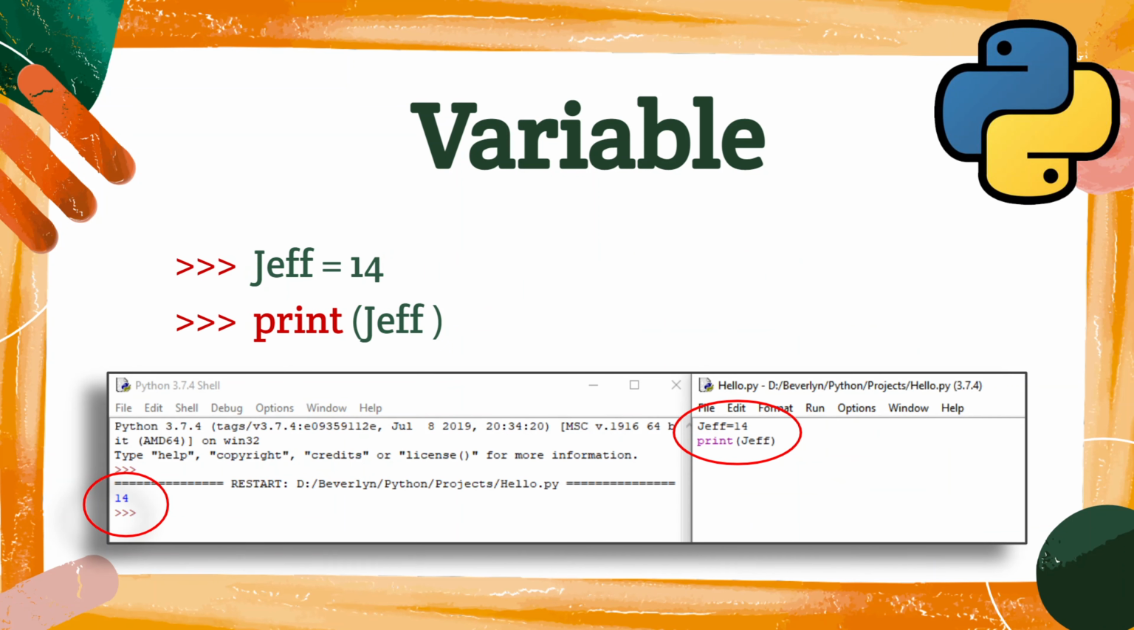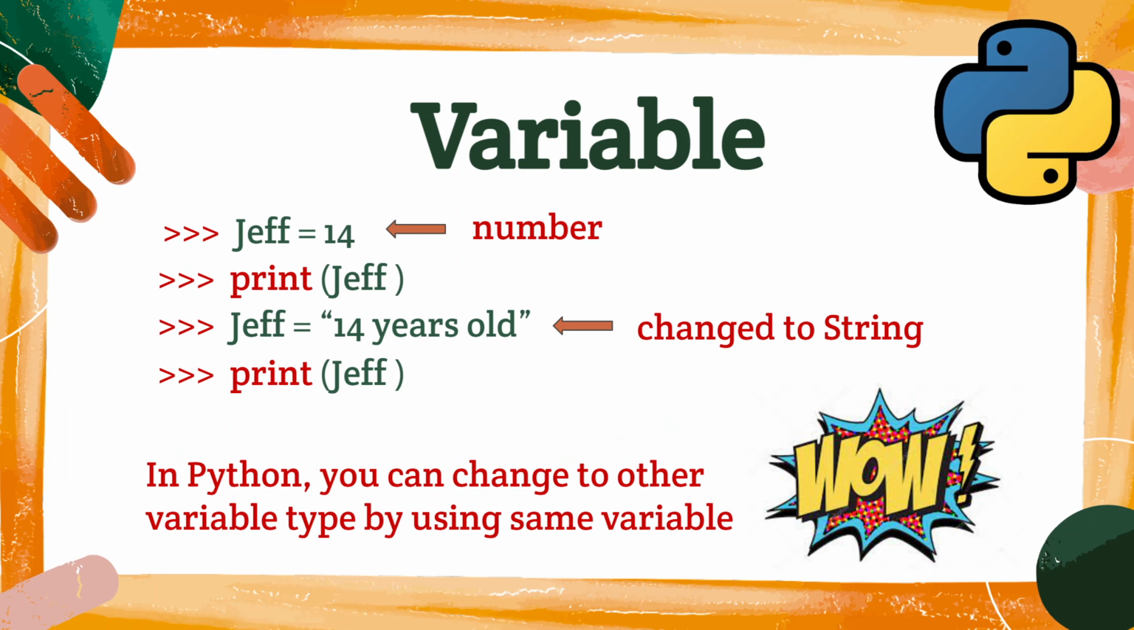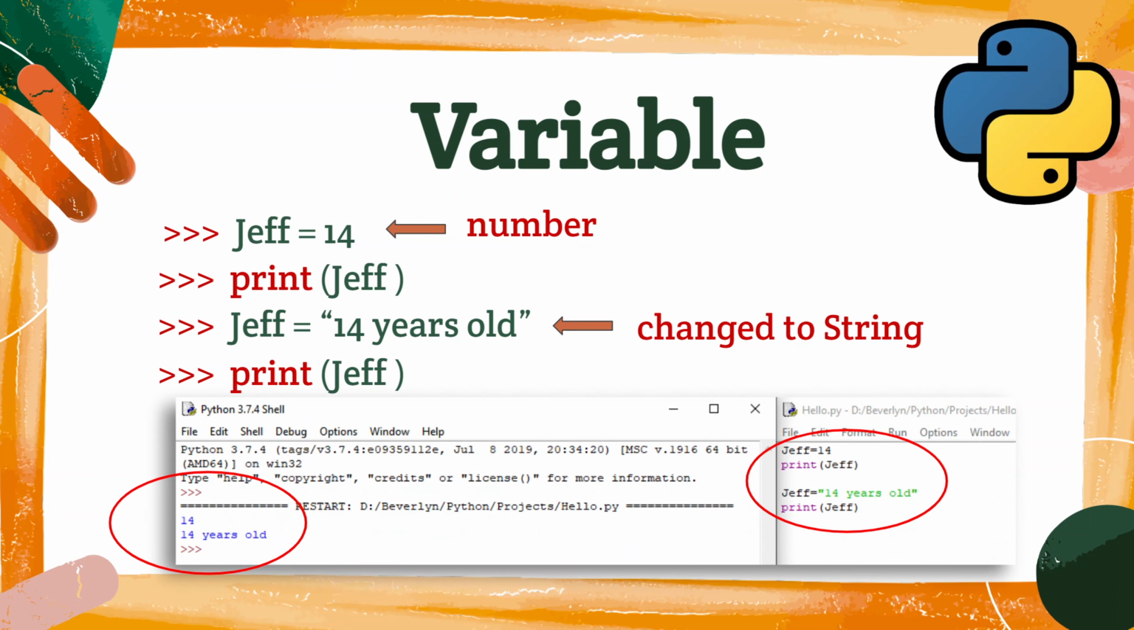Here, I display the printout from the Python shell. You can see 14 is printed out. Let's take a look at this page. I first assigned the number 14 to the Jeff variable, then printed it out. Later, I assigned a string, 14 years old, to the same variable Jeff, and then also printed it out. Python will not complain if you use the same variable but change the data type. Let's take a look at the Python shell. Indeed, it does print out 14 first, and then later prints out 14 years old.